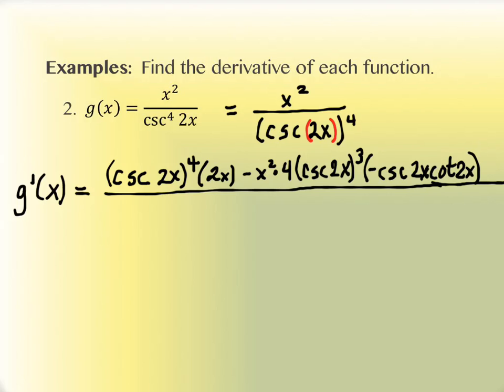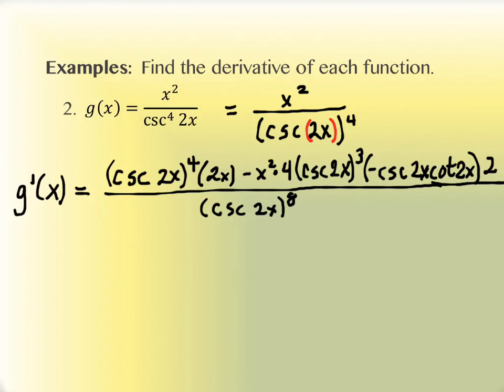And the last piece is the piece inside in red. And what's the derivative of that piece? 2. And then all of this needs to be written over the denominator squared, right? So I have cosecant of 2x to what power? To the 8th. When I raise the denominator right here, originally to the power of 4, to the power of 2, I've got to multiply the 4 times the 2. That's going to give me 8 of those in the denominator.